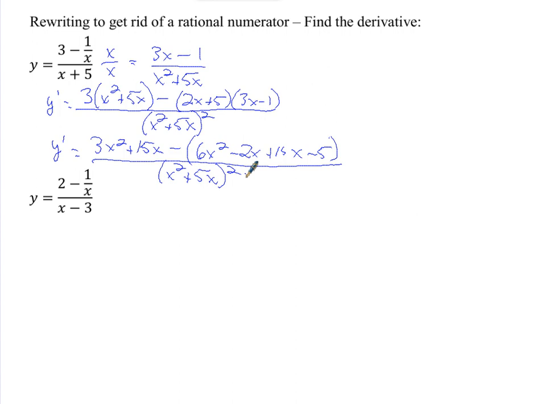Quotient rule. I'm an equal opportunity blocker.